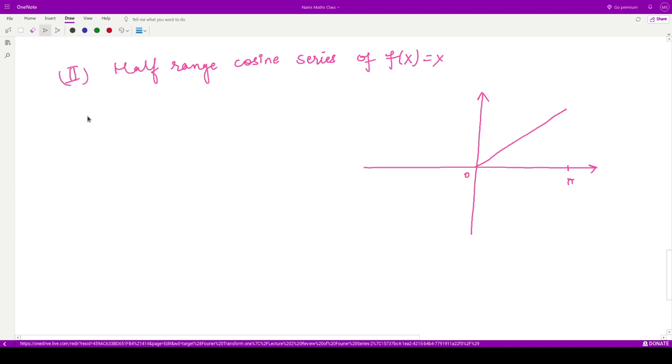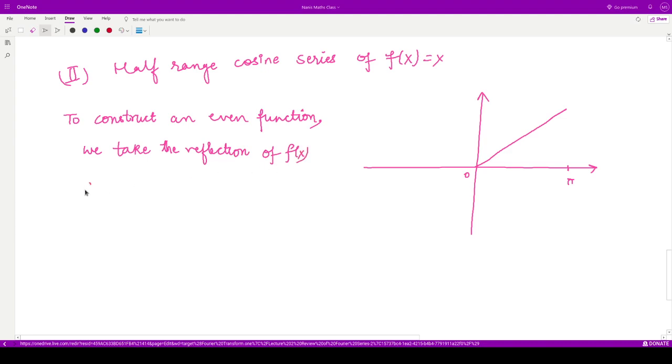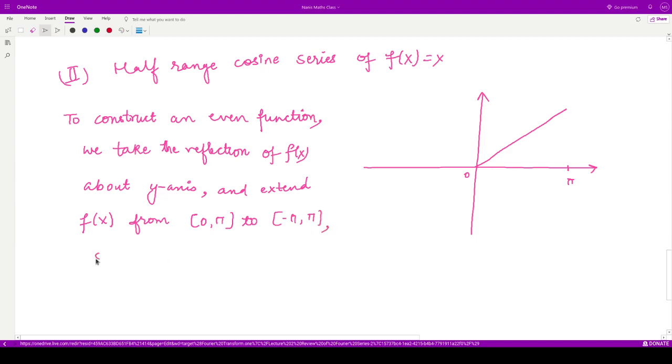So now in order to make our function f of x an even function, to construct an even function, we take the reflection of f of x about the y-axis and extend f of x from the interval 0 to pi to the extended interval minus pi to pi, such that f of x on this interval minus pi to pi would be an even function.